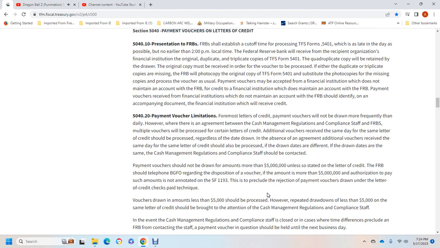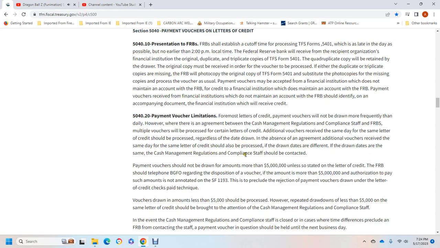50-40-20, payment of voucher limitation. Generally, the letter of credit with the payment vouchers will not be drawn more frequently than daily. However, there may be an agreement with the cash management regulation compliance staff of the Federal Reserve Bank system, and multiple vouchers will be payable for certain letters of credit. Additional vouchers received the same day with the same letter of credit should be payable regardless of the day withdrawn. In the absence of an agreement, additional vouchers received the same day on the same letter of credit should also be payable for different withdrawal dates of the same letter.